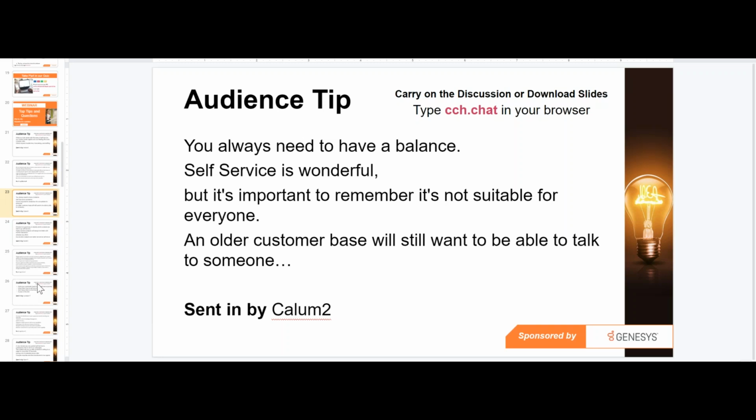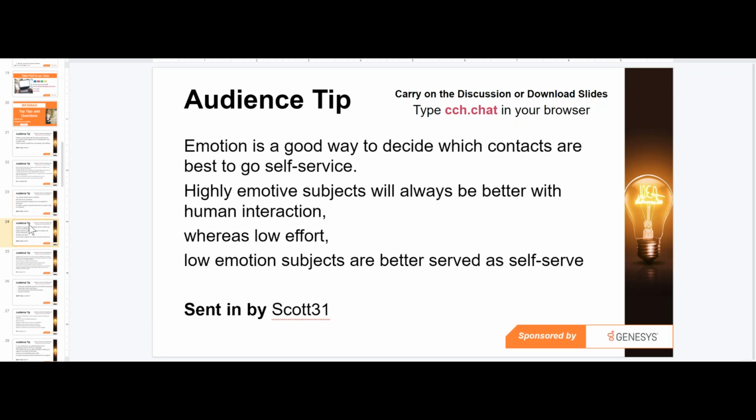Yeah, I think that's a very good point. I love the point on the vulnerable customers, especially, and looking at the emotional differences between different contact types is quite an interesting topic. Actually, straight back onto emotion now, with a tip from Scott, who says, emotion is a good way to decide which contacts are best to go through self-service. Highly emotive subjects will always be better with human interaction, whereas lower effort, low emotion subjects are better served as self-service.